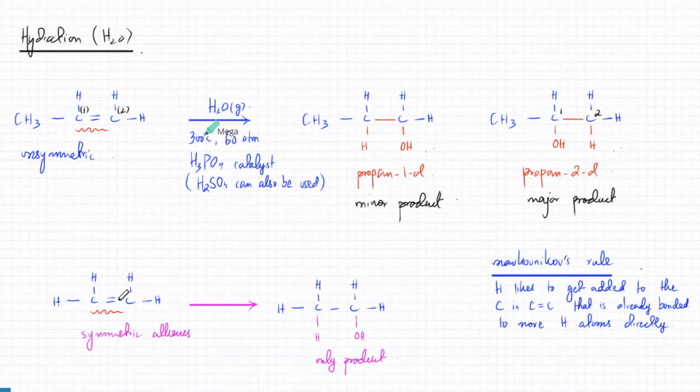So you're talking about this one, right? Over here it doesn't really matter. I told you that in symmetric alkenes, that's not an issue because you're only going to get one product. Even if I switch the positions, it's exactly the same thing.